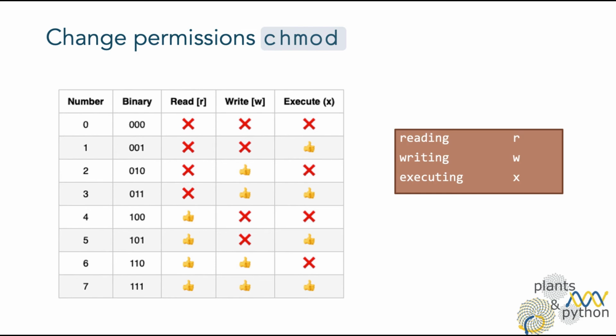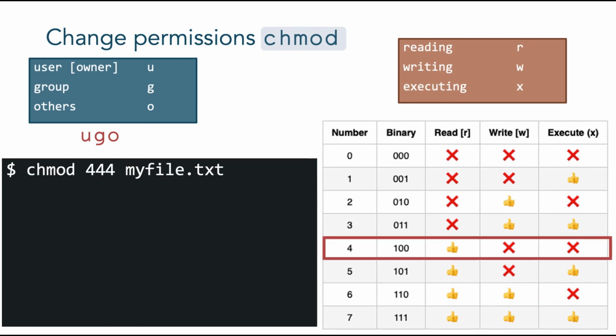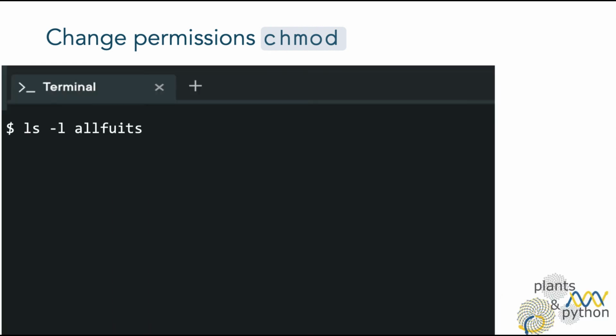The other option is to change permissions through the octal mode, where each permission combination is represented by a number. In this case, chmod 777 will give all permissions to the owner, the group, and others. 766 will give all permissions to the owner and only reading and writing to the others. 444 allows everyone to read the file, but removes writing and executing permissions to everyone. This is very useful in bioinformatics to protect your raw data from unintended corruption, even from yourself.